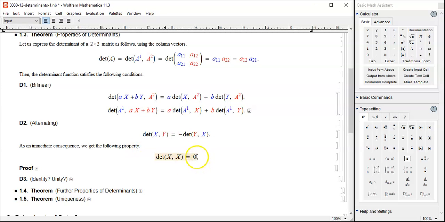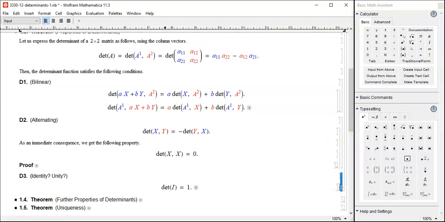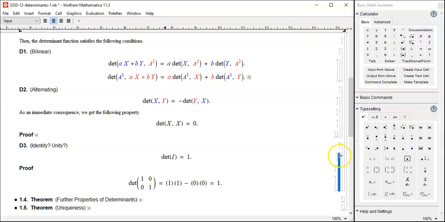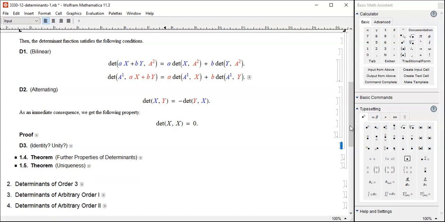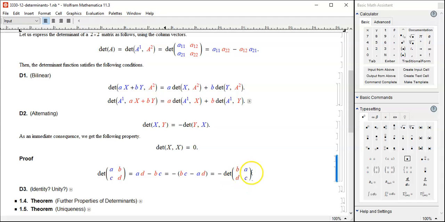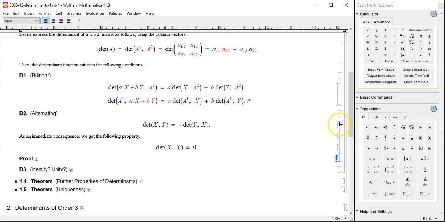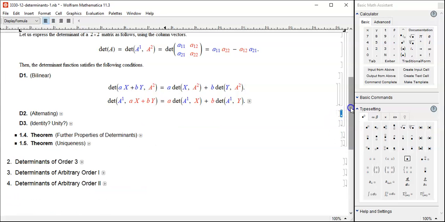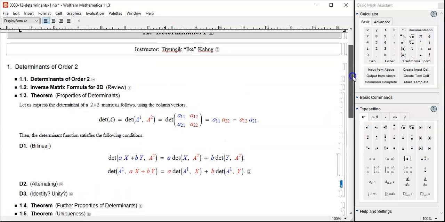This one is very, very useful as well. So please remember both of them. So, okay, what did we do? Determinant of the identity matrix is 1. Okay, that was easy, just brute force computation. And then the alternating property, and then its immediate consequence. The proof was easy. Okay, let's do something that's not that easy, still not difficult, but needs some work.